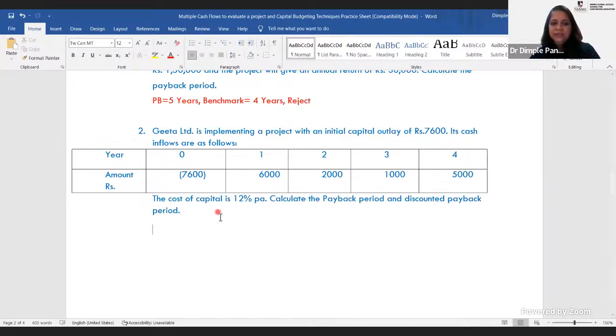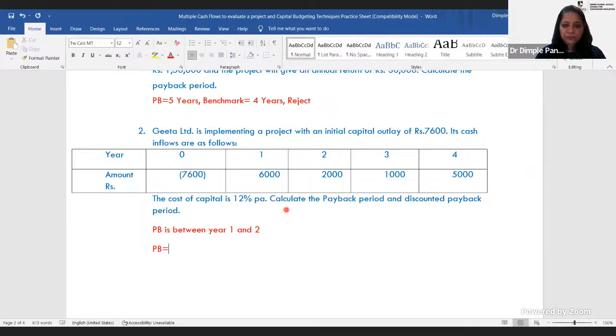So can I say, if I look at the amount 7,600, can I get a rough estimate that the number is between 1 and 2 years? Can I say my payback is between year 1 and 2? Can we say that? That payback is between year 1 and 2, right? But how much exactly? So let's see.